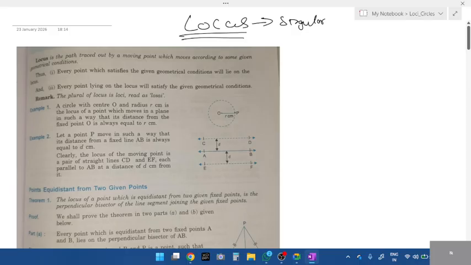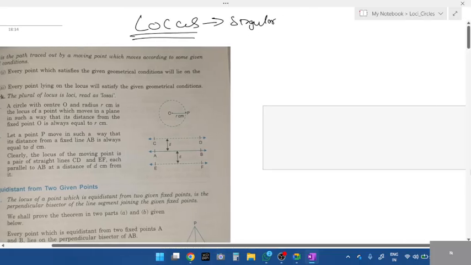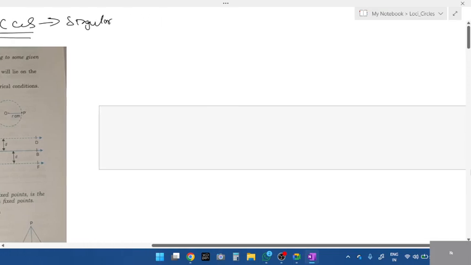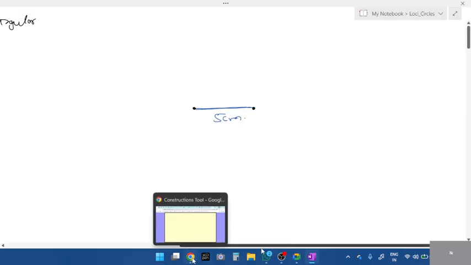Okay, what is locus? Locus is the path traced by a moving point which moves according to some given geometrical condition. Anyways, you want to understand that locus is a path traced out by a moving point. So all these days we studied construction. If you want to construct a circle, you keep a point. From this point to this point, we have 2 points, students. I join this line. Let me say 5 centimeters.